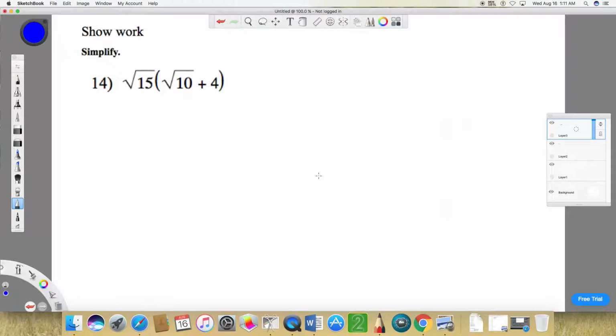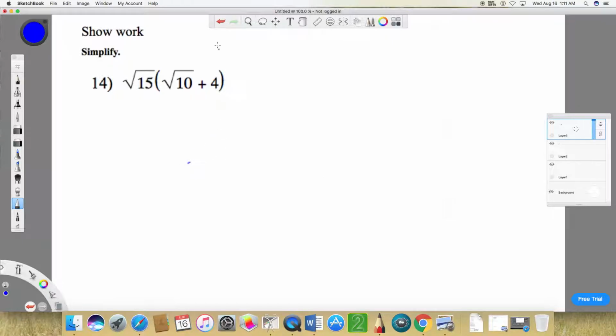Let's take a look at this problem. They want us to simplify the square root of 15 times the quantity, square root of 10 plus 4. So we have a single factor outside, the square root of 15, and the second factor is a binomial. It has two terms. With multiplication, there's a property in mathematics that's called the distributive property.